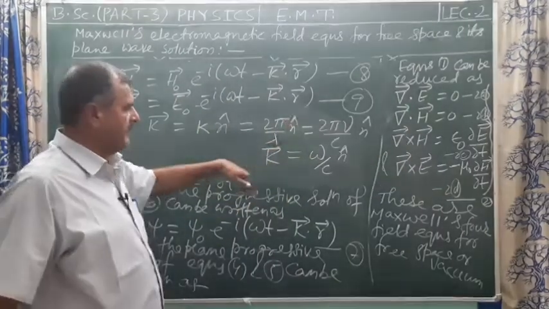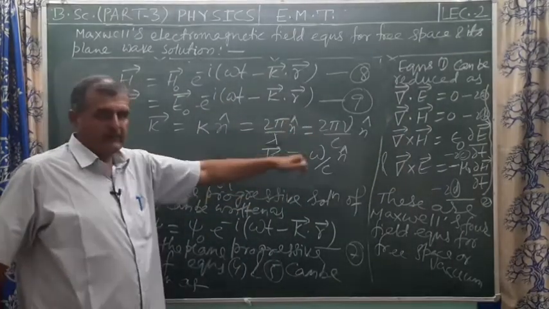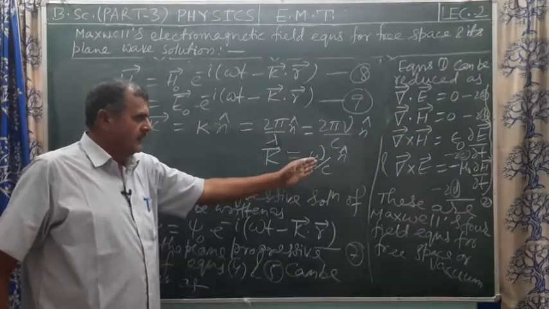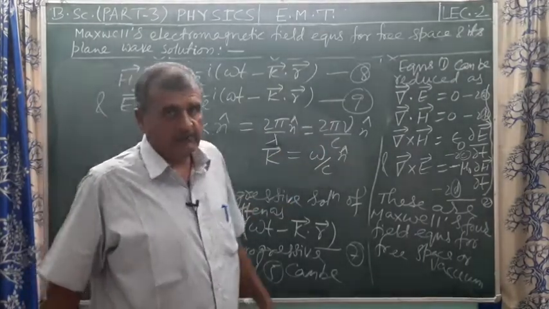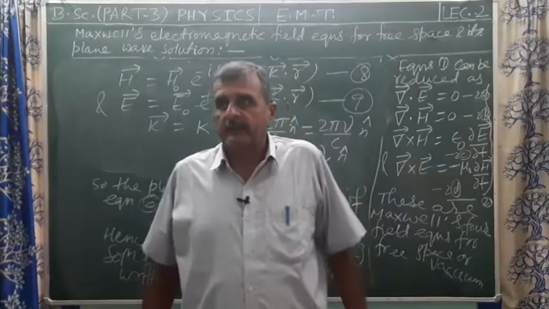Omega is the angular frequency or angular velocity, 2 pi nu. In place of 2 pi nu, we have written here omega. C is the speed of light in vacuum, which is 3 into 10 to the power 8 meter per second.